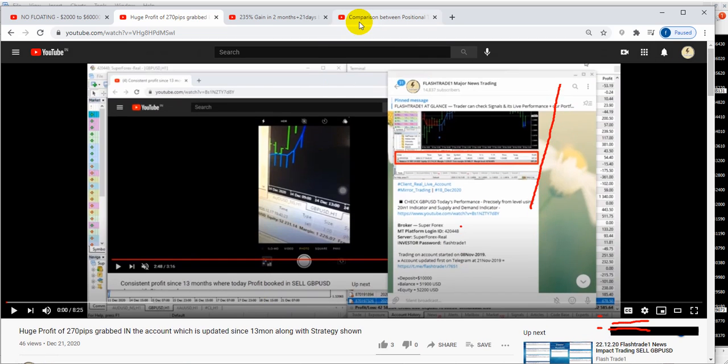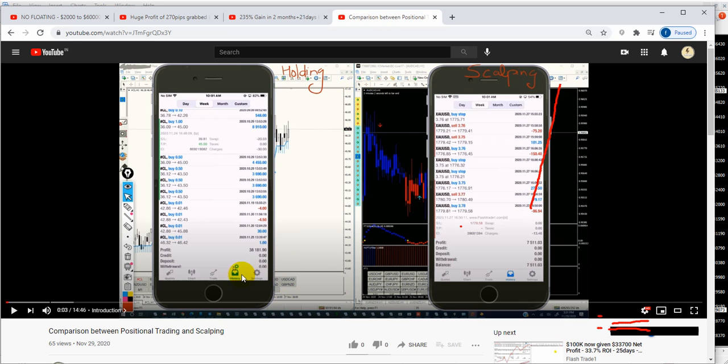We have also made videos on the positional and scalping, where profit will remain the same. We have shown that for one who follows holding and one who follows scalping, the profit will remain the same, but the requirement of the broker, the type of the account, either VIP account, standard account, micro account, loss, risk, these things will matter, and they are going to change.